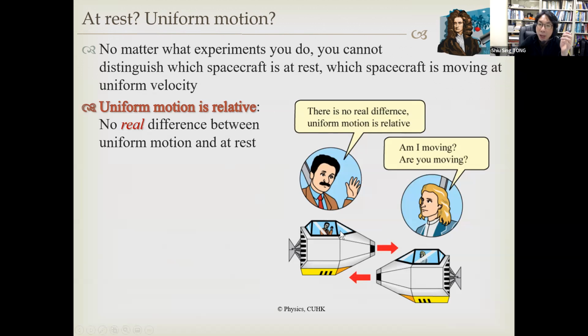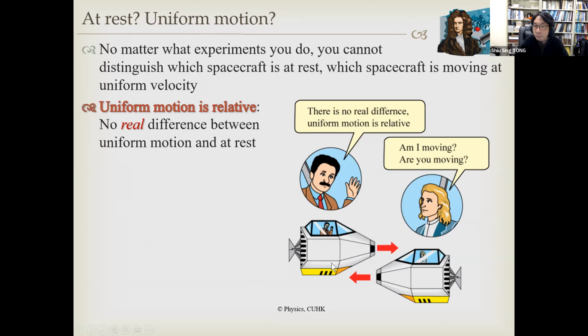Now, suppose you have two spacecraft. They are traveling in opposite directions, and in one spacecraft there's Einstein, and in another spacecraft there's Newton. The two spacecraft are moving with uniform velocity. Now, the important thing is that they are moving with uniform velocity. The velocity doesn't change with time.